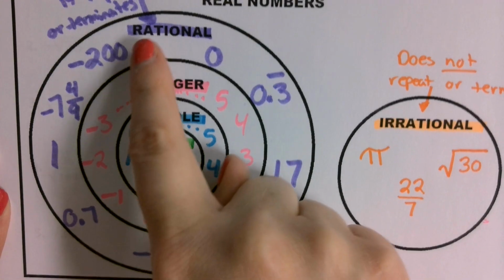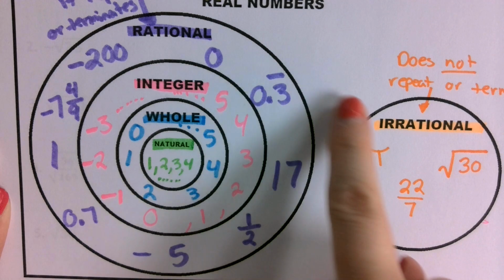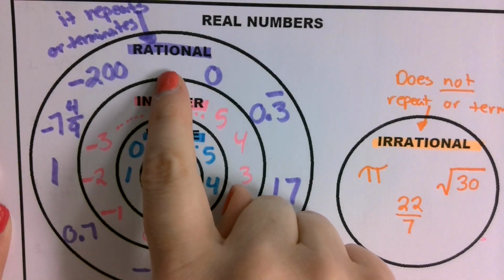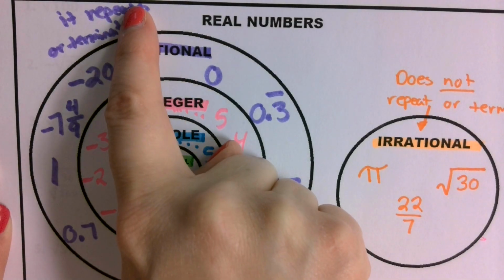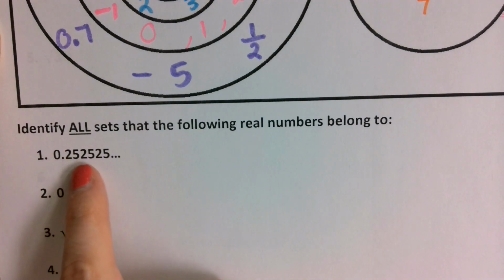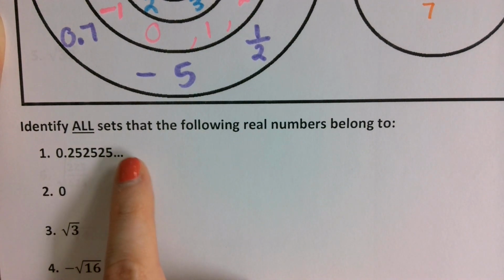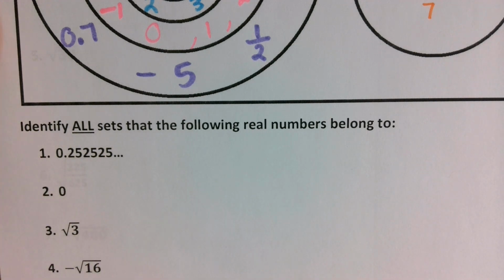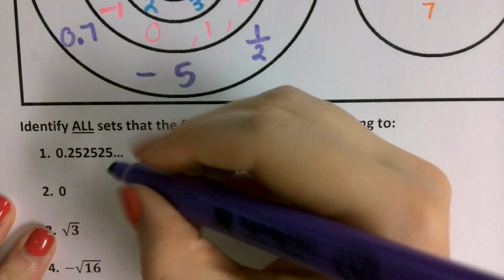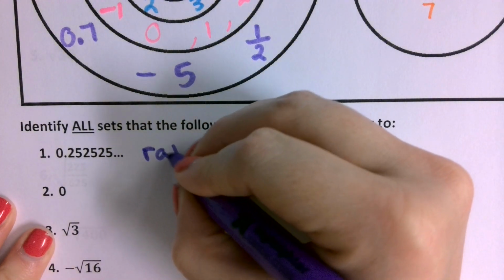So now we ask ourselves, is it rational or is it irrational? So remember, rational means it will repeat the same value over and over again. Does this repeat the same sequence of values over and over again? Yeah. 2, 5, 2, 5, 2, 5. It's going to keep going on and on. So this is considered to be rational. That's all we have to put down.